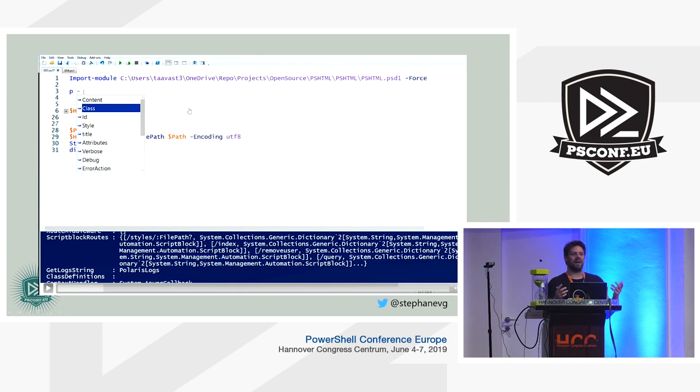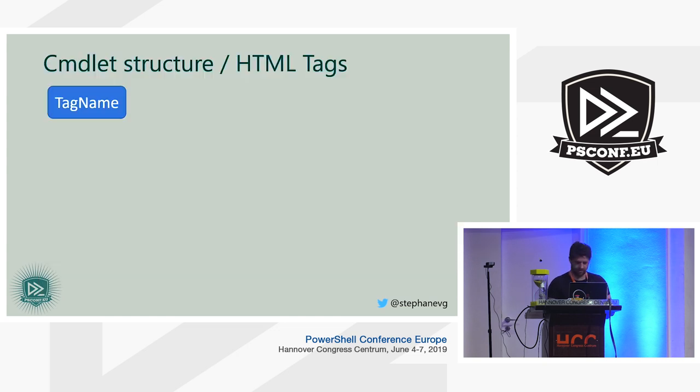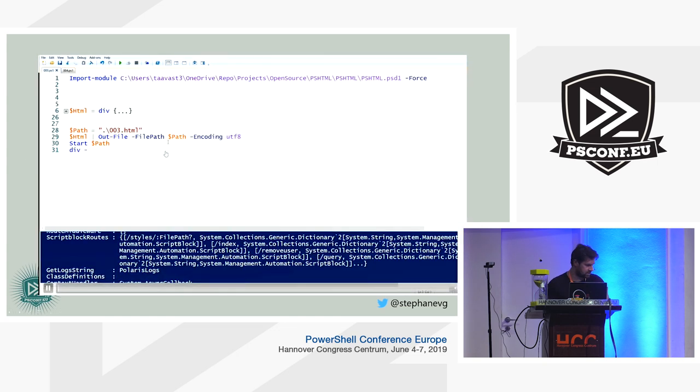So content actually asks for a script block. So basically, you can add PowerShell code in that script block or other HTML elements. So div inside of that in P, and then span and etc. And then style is for inline style, and ID is to reference the ID. And I can show you the demo.